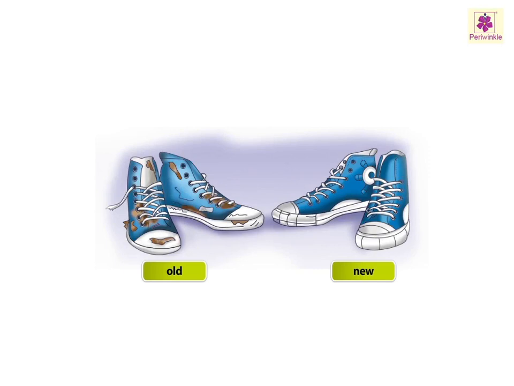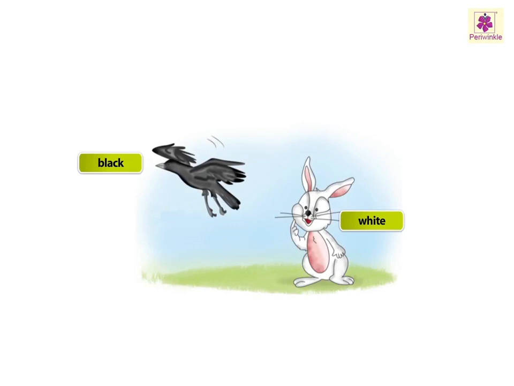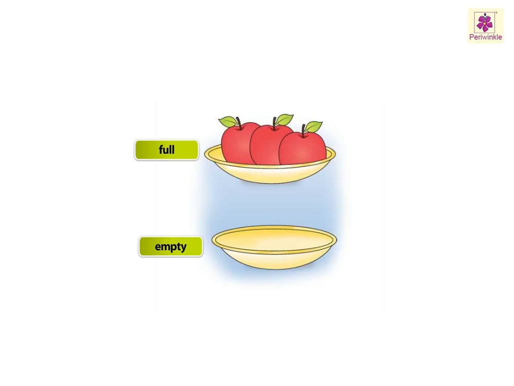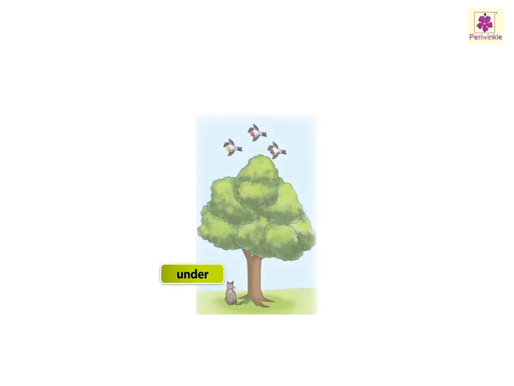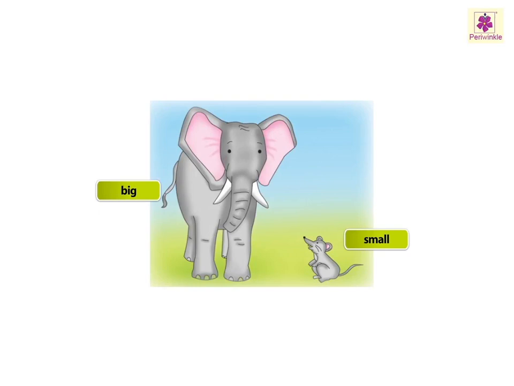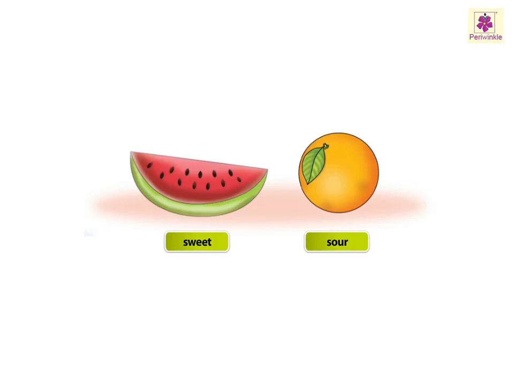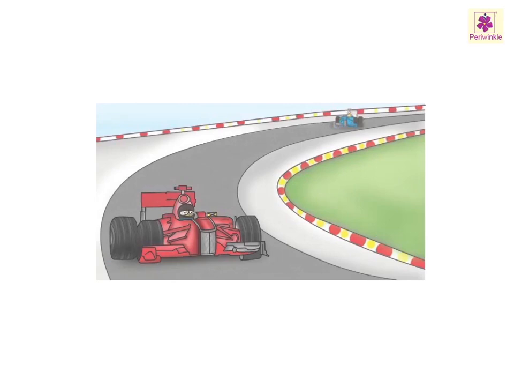Black, white. Full, empty. Heavy, light. Under, over. Big, small. Sweet, sour. Fast, slow. Near, far. Cold, hot.